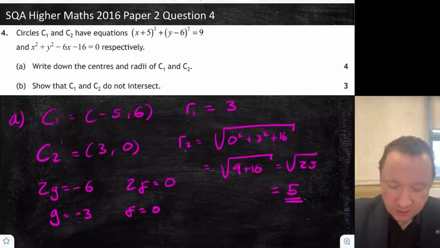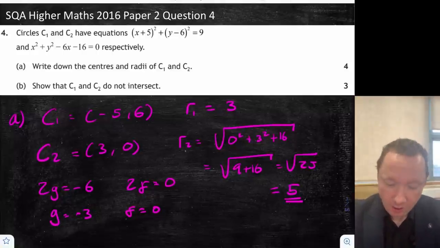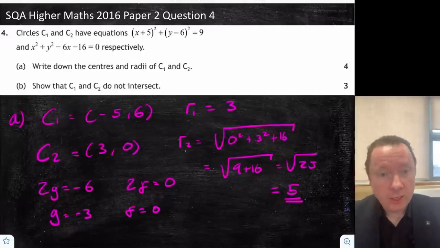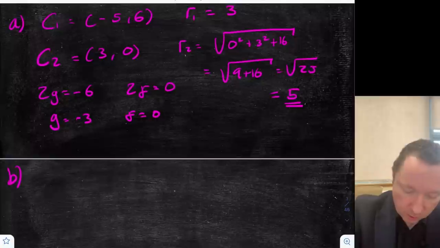Part B says, show that C1 and C2 do not intersect. Well, if we can work out the distance between the two centres and then work out the sum of the two radii, if the two radii add up to less than the distance between the centres, then they don't intersect.